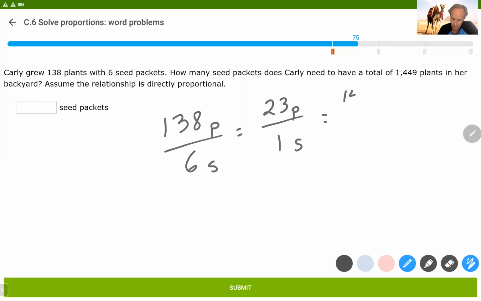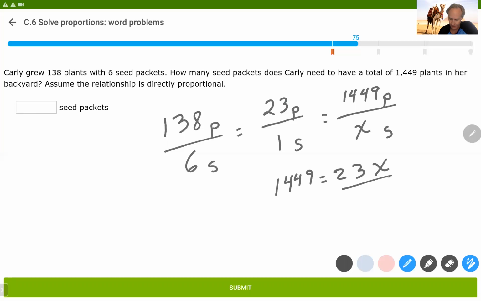1449. And in order to get to 1449 from 23, you're going to have to multiply by 7, aren't we? Nope. Well, let's put it in. I can cross multiply. 23x is equal to 1449. And of course, I'm dividing by 23. Solve it.